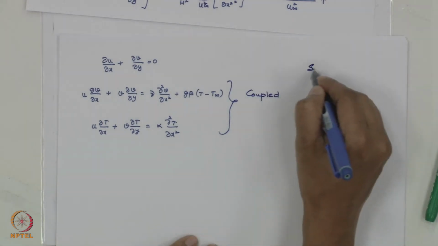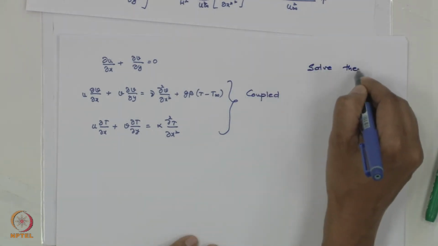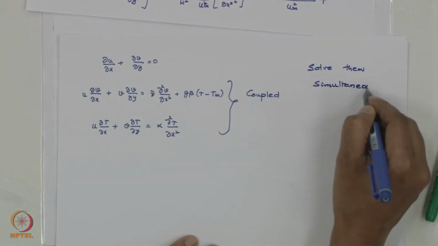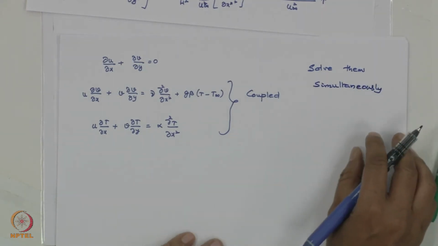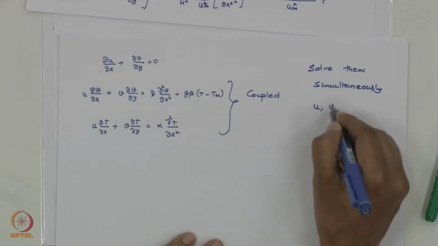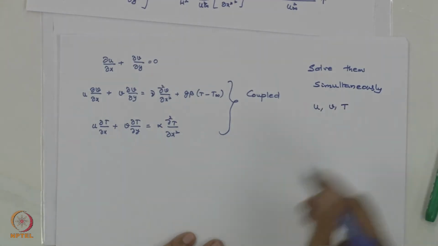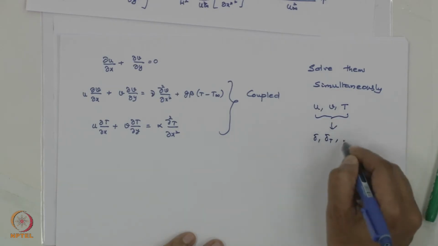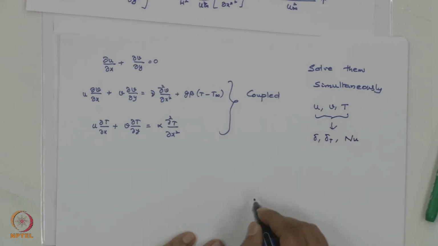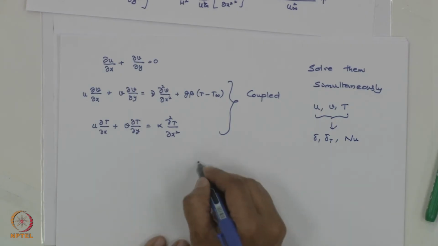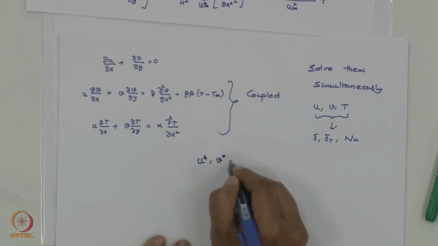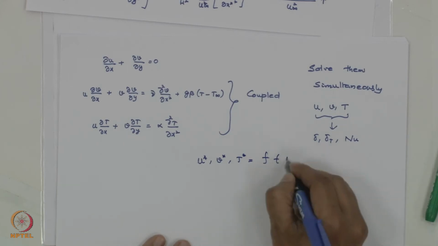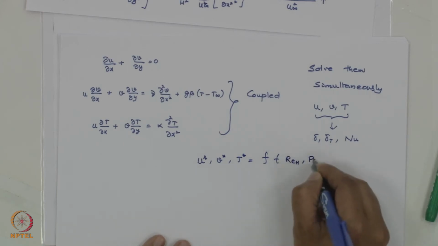So you need to solve them simultaneously, in order to get u, v, t, which will fetch me delta t, nu. So that is what we got, that is u star, v star, t star is a function of Reynolds number, Prandtl number, Rayleigh number.